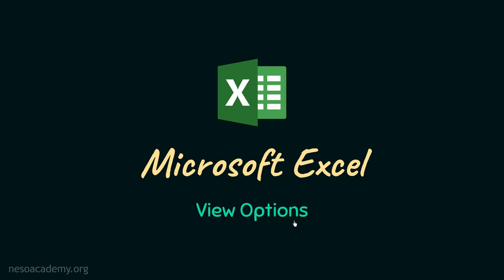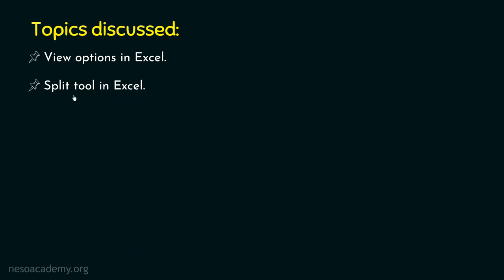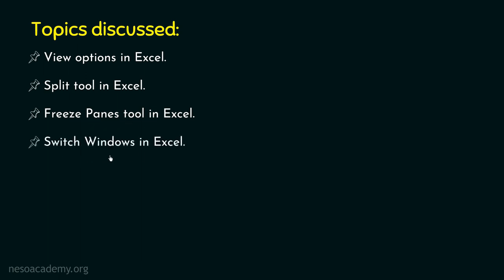So before we step into the lecture straight away, let's talk about the topics we are going to discuss in this lecture. So the first one is view options in Excel. Here we are going to talk about some view options in Excel in detail. Alright, after discussing about the view options, we will move on to the split tool in Excel and we will discuss about it in detail. After discussing about the split tool, we will talk about the freeze panes tool in Excel. And in the last, we will discuss about the switching windows concept in Excel. Alright, so let's get started with the view options in Excel.